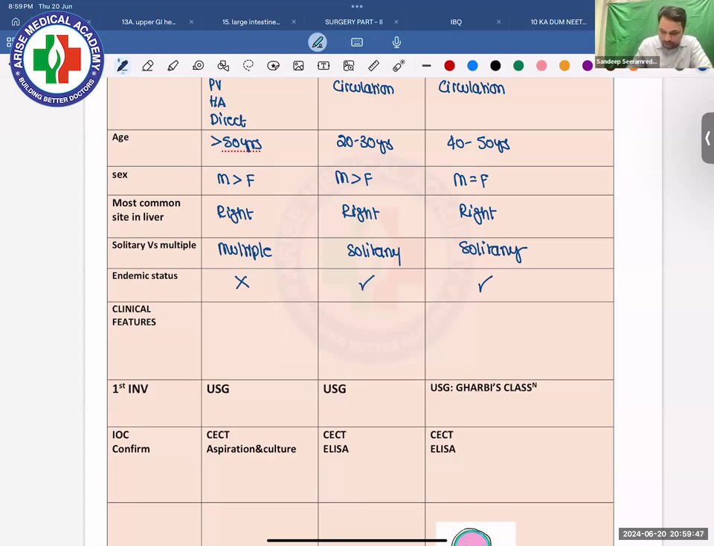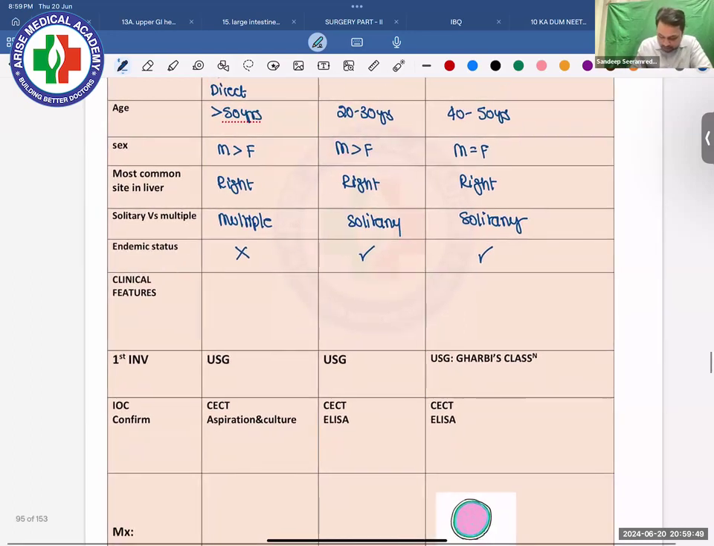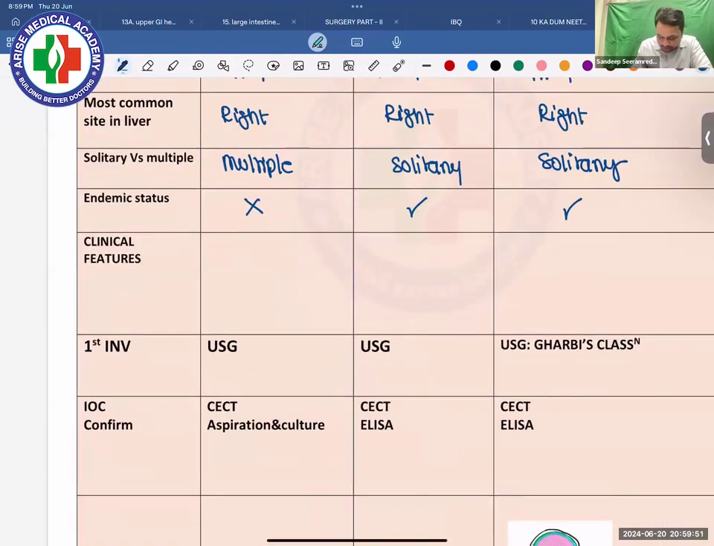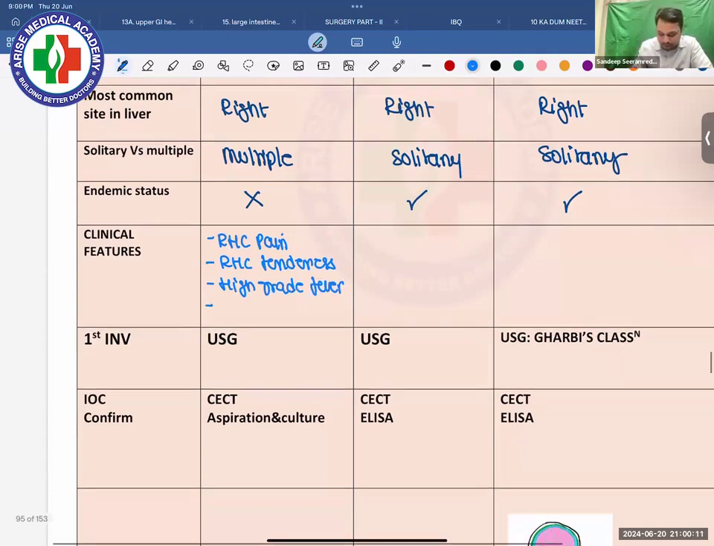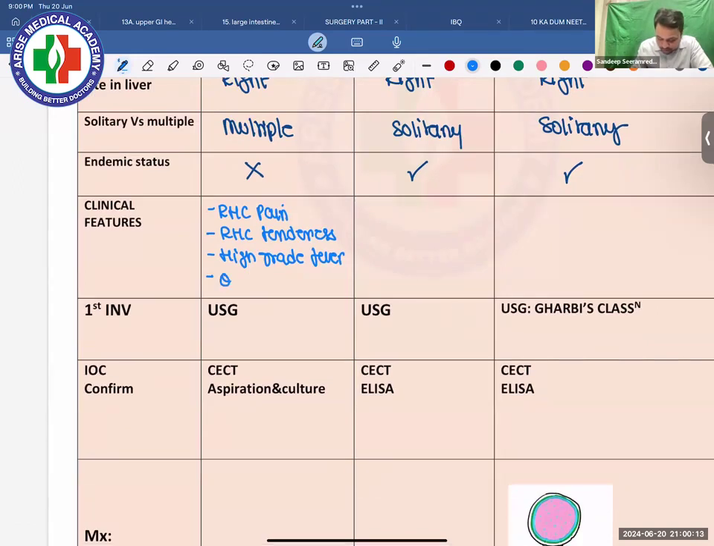rubercular tumor. So the patient is going to have right hypochondriac pain, right hypochondriac tenderness, associated with high-grade fever. And more importantly, because it goes by the bile duct, it will only happen when the bile duct is obstructed. There is a possibility of obstructive jaundice as well.